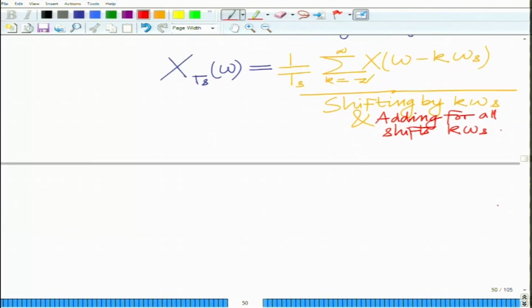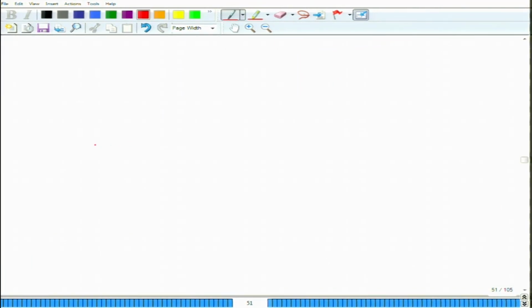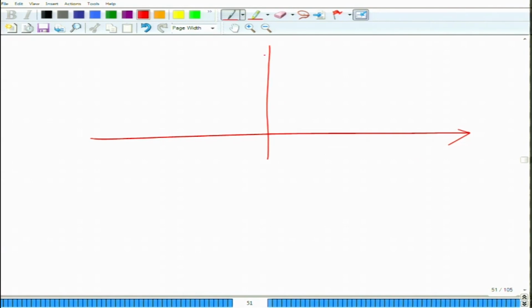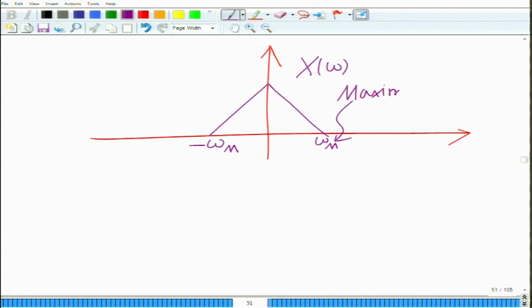And therefore, what we have seen is that if your original spectrum, let us say this is your original spectrum X of omega, is given as follows. So, this is your X of omega, this is minus omega_m, this is omega_m, where omega_m, remember, is the maximum frequency.